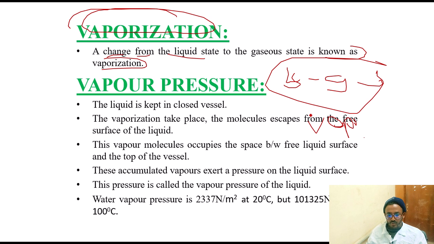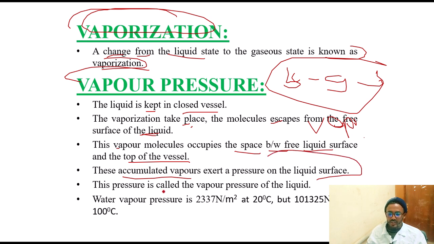So when we say vapor pressure, the liquid is kept in a closed vessel. The vaporization takes place, the molecules escape from the free surface of the liquid. So these vapor molecules occupy the space between the free liquid surface and the top of the vessel. These accumulated vapors exert a pressure on the liquid surface, and this pressure is called the vapor pressure of the liquid.